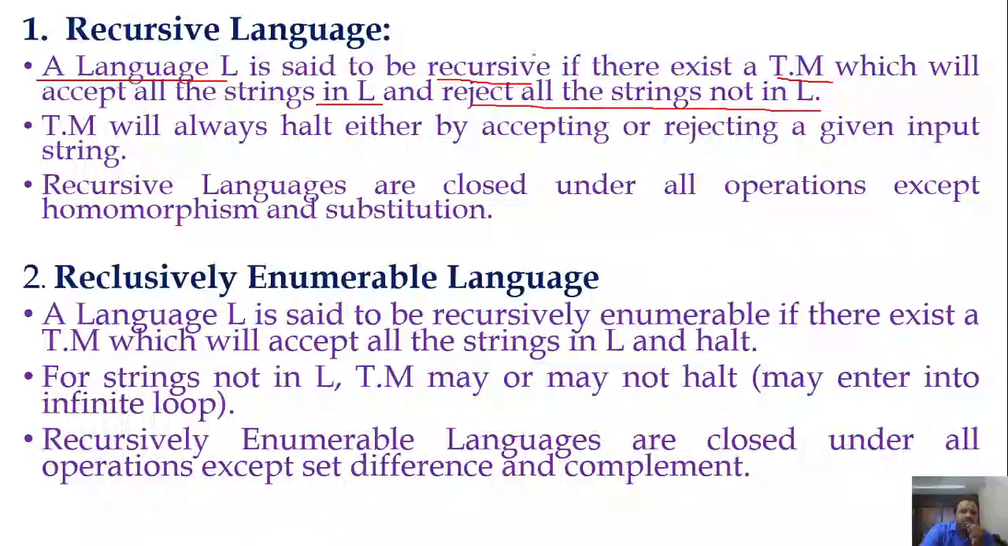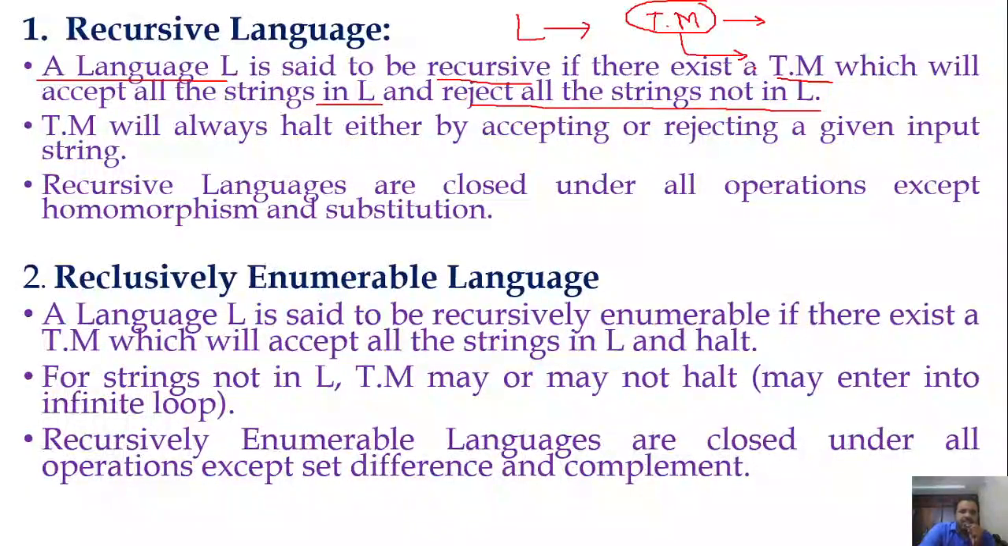Okay, so what it means, a language L is said to be a recursive language if there exists a Turing machine. For all the strings that belong to L, the Turing machine is going to accept those strings which are there in the language, and for all those strings which are not in the language, the Turing machine is going to reject.